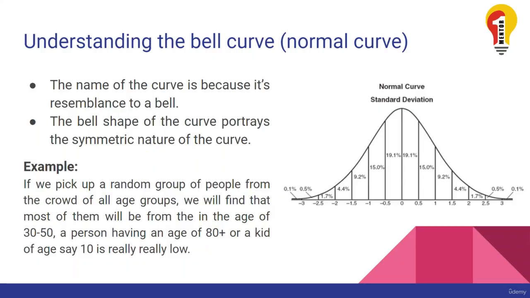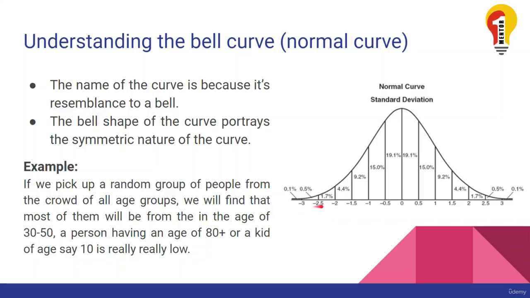So the bell-shaped curve basically says that if we take a random group of people, let's take an example to understand this. Let's say we take a random group of people from the crowd and you take in all their ages. After making a tally of each and every age, you will have a distribution that looks something like this.